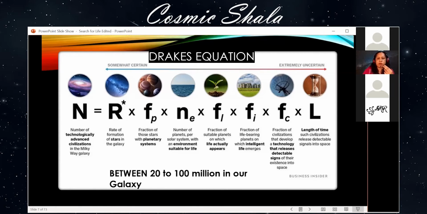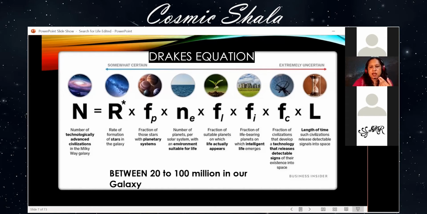Now, he formulated this equation. How do you determine N, which is the number of technologically advanced civilizations in our Milky Way galaxy? This was many years back that he came up with this equation. So he said it is a function of the first parameter, which is the rate of formation of stars. Every parameter to the right connects to the one on the left.